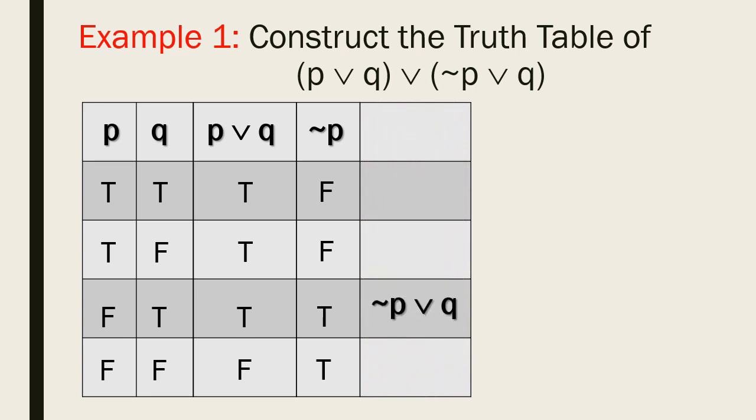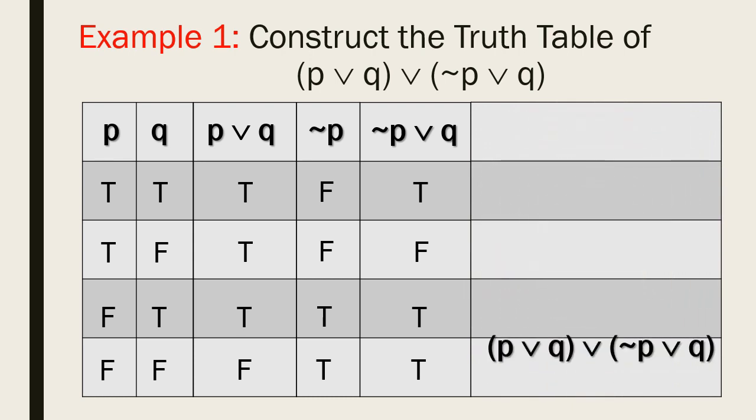For the next column, let's have not P or Q. So look at the columns for not P and Q. At least one true to be true. So here we have FT, so that's true. FF, and then T, so true. T and F, true. Since here F and F, so false.